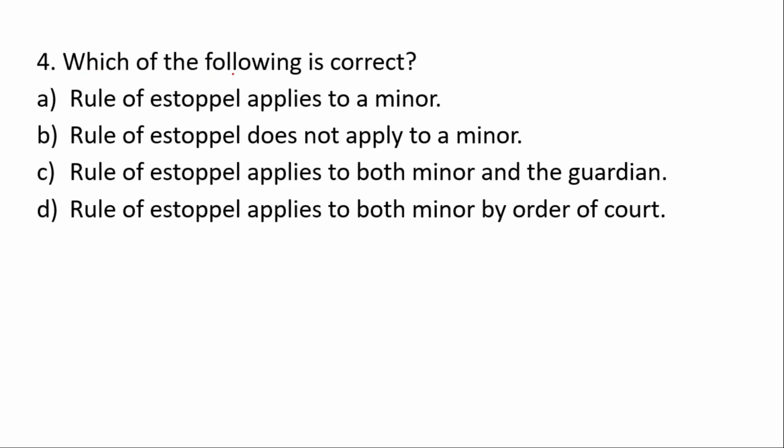Fourth question is, which of the following is correct? Here the correct option is option B. Rule of estoppel does not apply to a minor. No estoppel against a minor when a minor, by misrepresenting his age, has induced the other party to enter into a contract with him. He cannot be made liable for the contract.